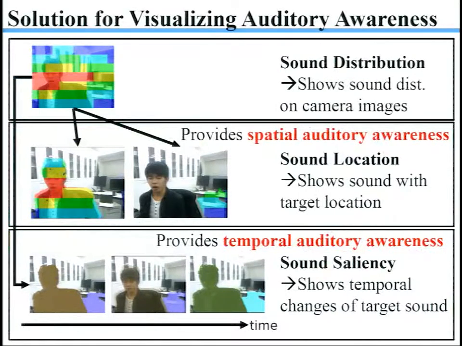In this study, we propose a 3-layer model for visualizing auditory awareness. This model has 2 additional layers. The first one is the sound location layer. This layer provides spatial auditory awareness and shows sound with target location. And the second layer is the sound saliency layer. This layer provides temporal auditory awareness and shows temporal changes of the target sounds.